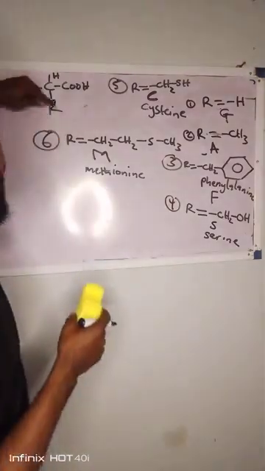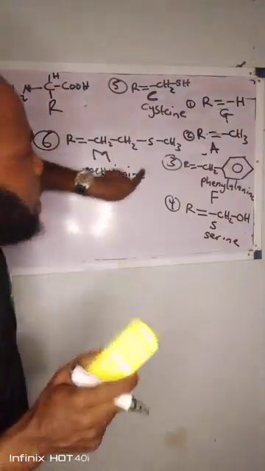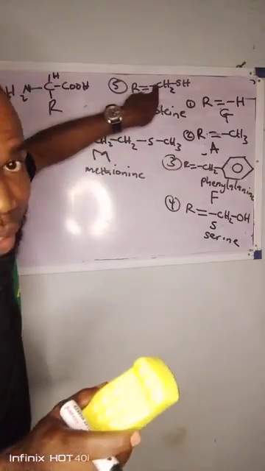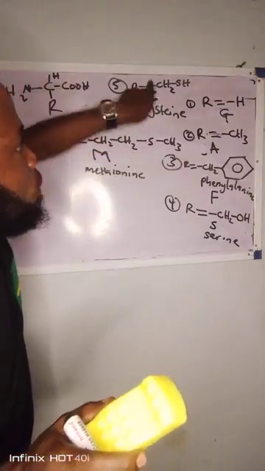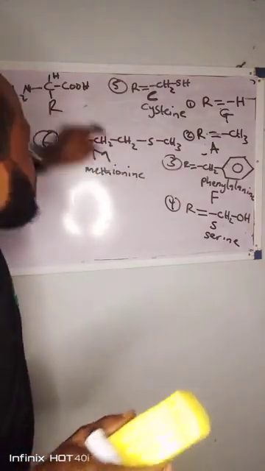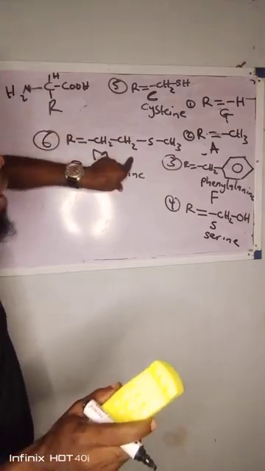So if I replace the R group with this, that means I'm having methionine. Please, methionine is a sulfur-containing amino acid just like cysteine. So we have two sulfur-containing amino acids here, cysteine and methionine. So if I replace the R group here with this, that means I'll be having methionine.